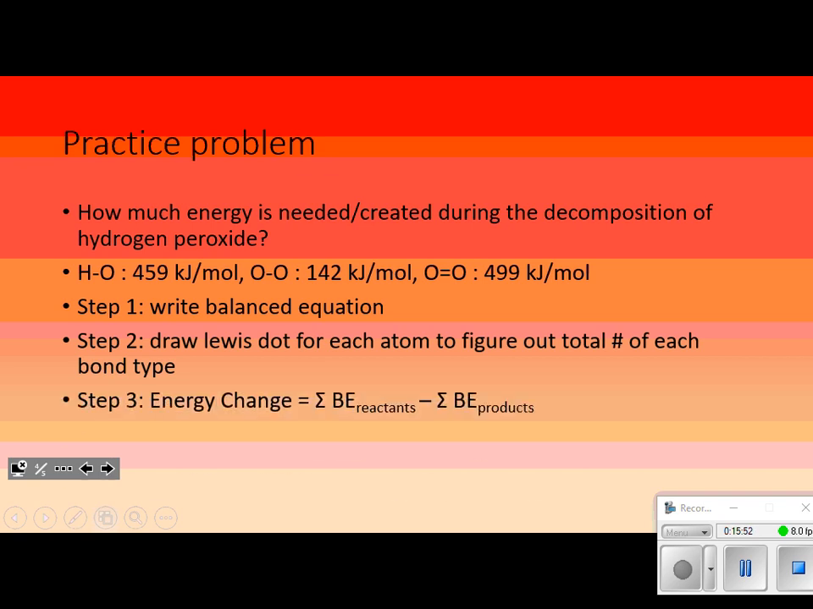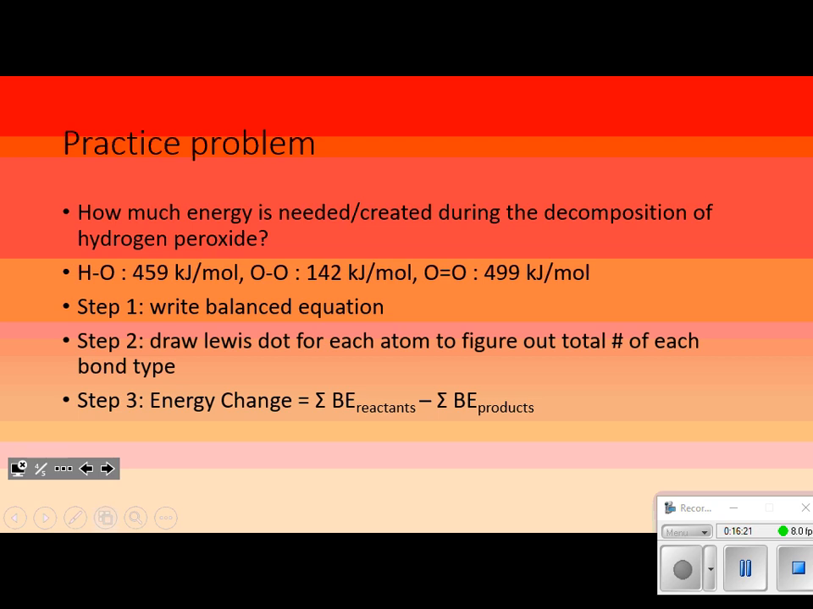Once we do that, maybe this last step 3 is the one thing that you want to write down before we solve it. To solve for bond energy, the energy change within a reaction. This little goofy symbol here, how many are far enough in math to know it? Is it sigma? Yeah. It means the sum. You need to take the sum of all the bond energy of the reactants, subtract the bond energy of the products.